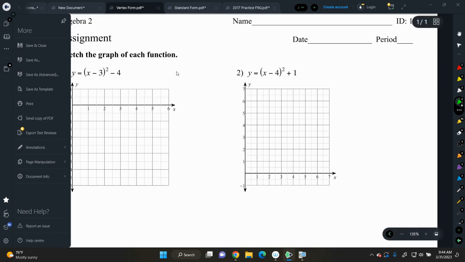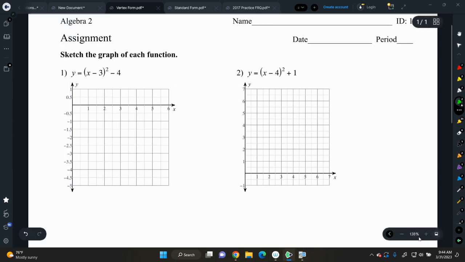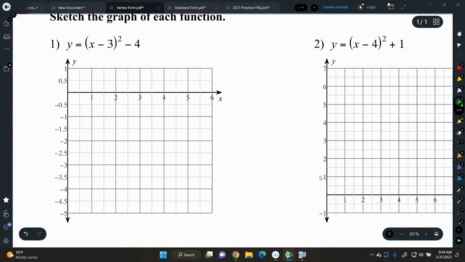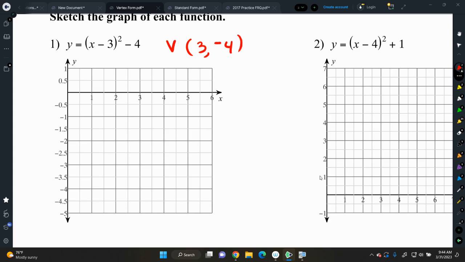Okay. All right, so let's see. First one. Okay, sometimes the graph is confusing, the grid is confusing. You're only given a portion of it just to give you some space. So what's our vertex? Vertex is the point 3, -4. So we're going to go 3 over, 3 down to 4, and we're going to put our point there. What's our axis of symmetry?